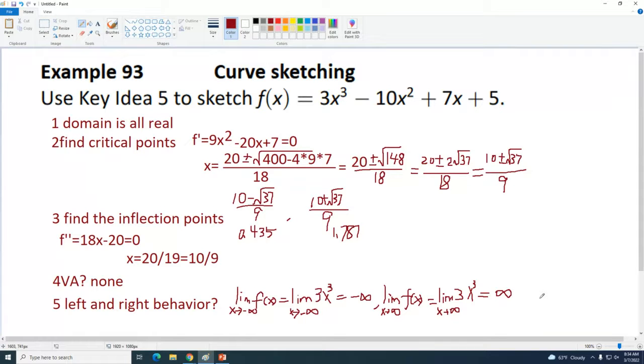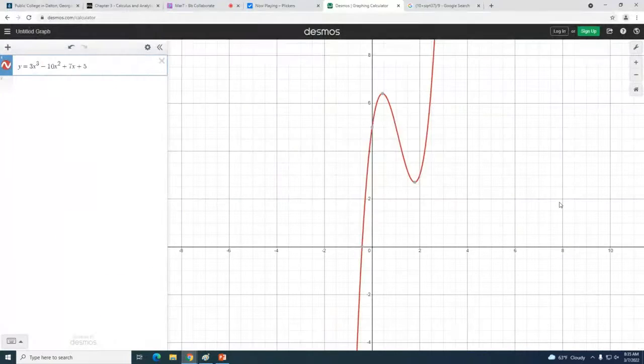So on the left, it's going down. Negative infinity says it goes down on the left, and on the right, it's positive infinity, so it goes up. And you see the same thing when you look at the actual graph. Left is going down, on the right side it goes up. So that's all there is.